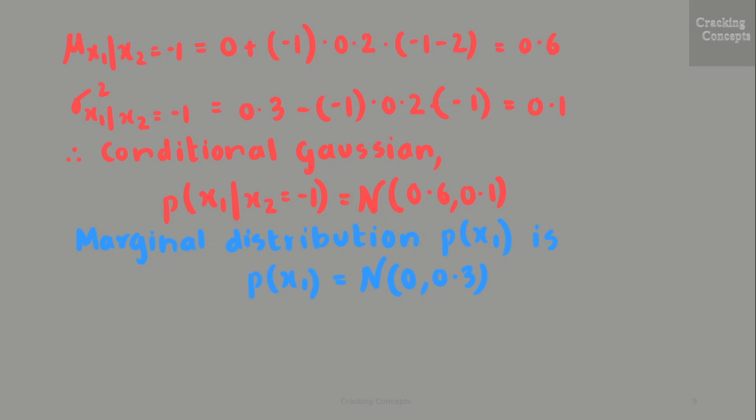The marginal distribution P of x1, in contrast, can be obtained by applying the same, which is essentially using the mean and covariance of the random variable x1, which is already given, which will give us P of x1 as a normal distribution with mean as 0 and variance as 0.3.